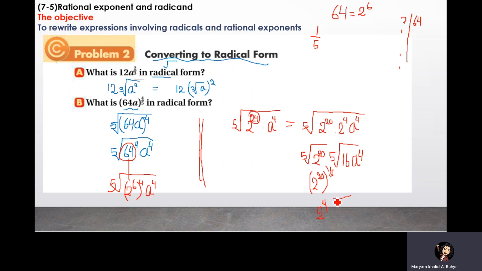I could simplify it and write it in the radical form, 16a to the power 4. Just the last step. What is 2 to the power 4? Which is easily 16. The fifth root of 16a to the power 4. So this is just the beginning, an introduction for this lesson.